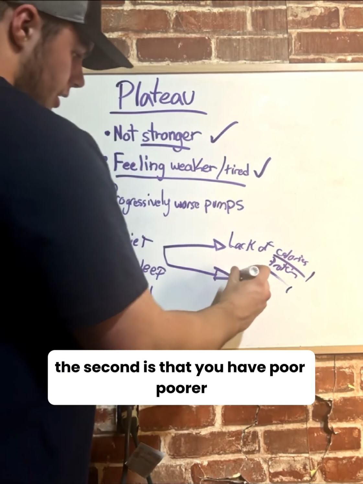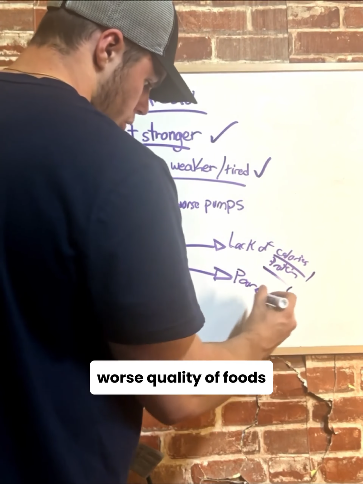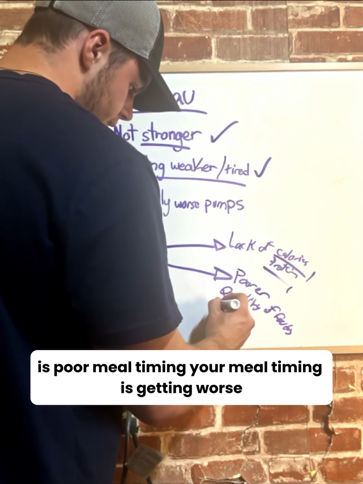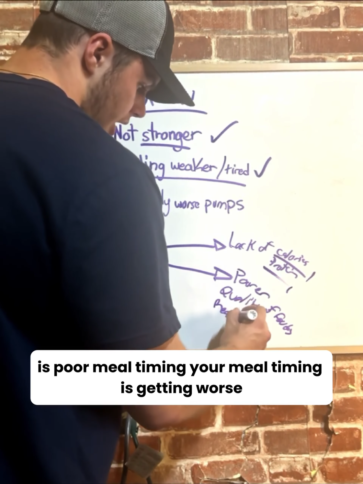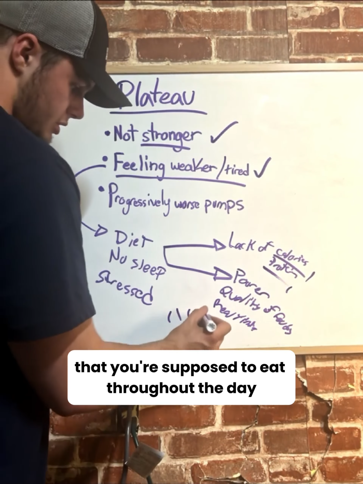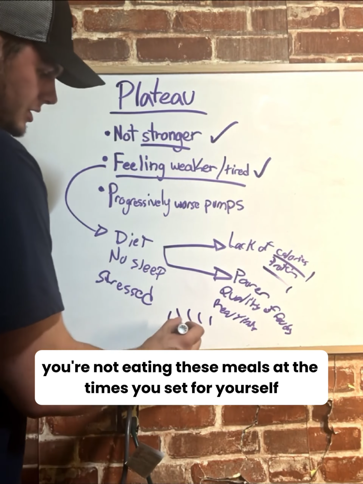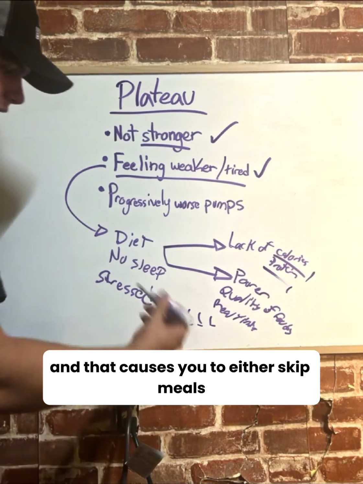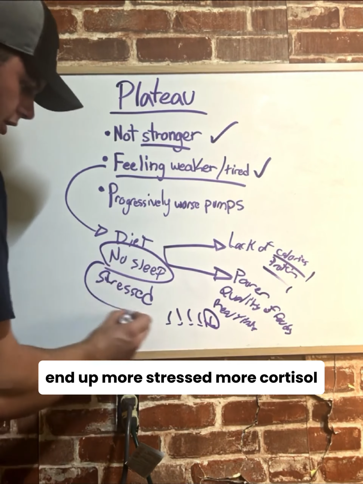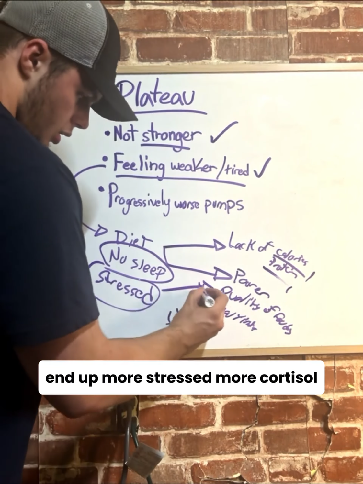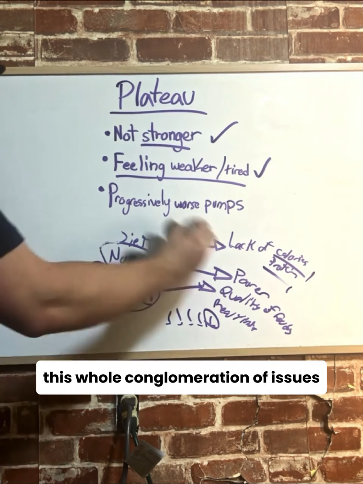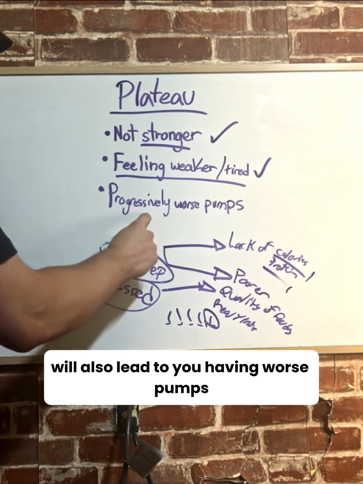The second is that you have worse quality of foods, and something that doesn't get talked about enough is poor meal timing. Your meal timing is getting worse, meaning that if you have 5 meals that you're supposed to eat throughout the day, you're not eating these meals at the times you set for yourself, and that causes you to either skip meals or eat meals really late into the night, therefore causing you to lose more sleep, end up more stressed, more cortisol, more catabolism, less fun. And all of these things, this whole conglomeration of issues, will also lead to you having worse pumps.